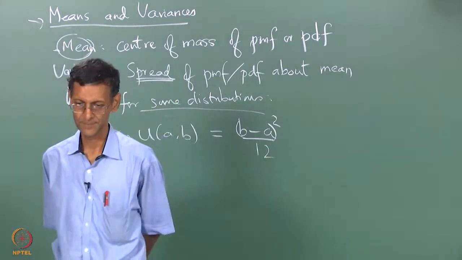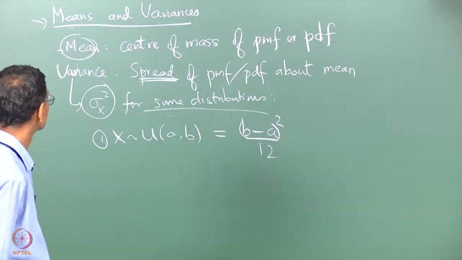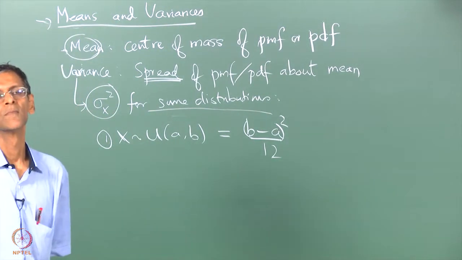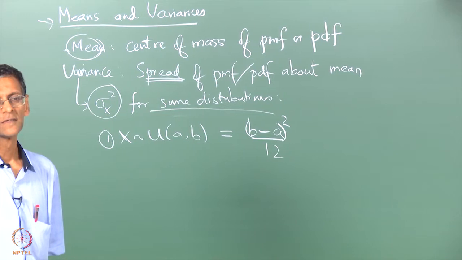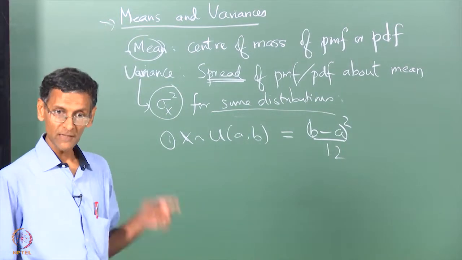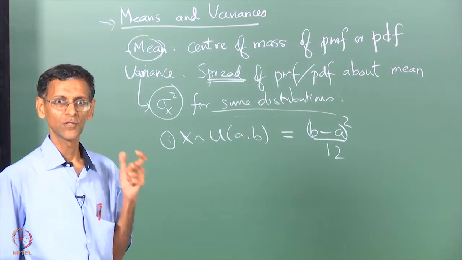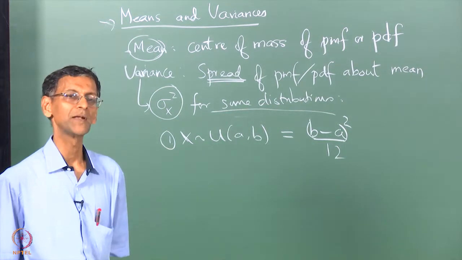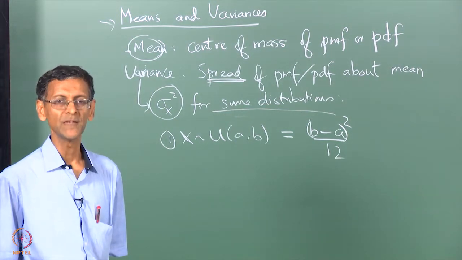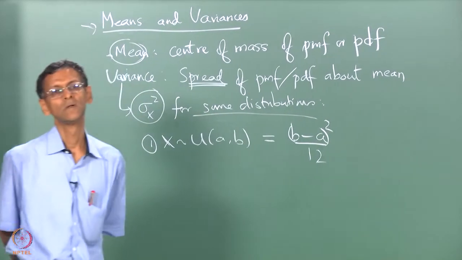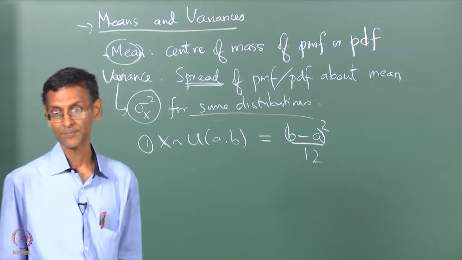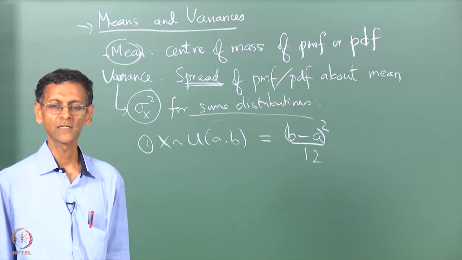So what does this tell you? What information do you get from this expression? The variance depends only on the width of the distribution, and does not depend on the absolute values of a and b. So you can shift the distribution up and down, and the variance will not change. That's going to be a more general result that we will see.